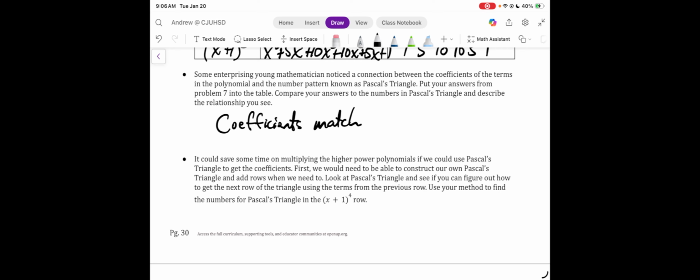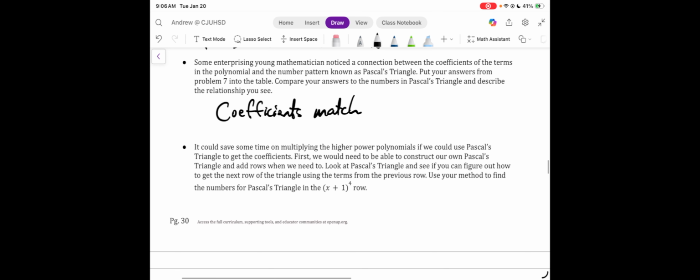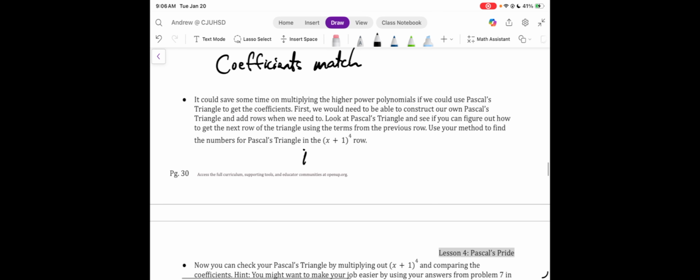It could save some time on multiplying the higher power polynomials if we could use Pascal's triangle to get the coefficients. First, we would need to be able to construct your own Pascal's triangle and add rows when you need to. Look at the triangle, and see if you can figure out how to get the next row of the triangle using the terms from the previous row. Well, I already explained that to you. And we did x plus 1 to the 4th. Okay, so that's done.